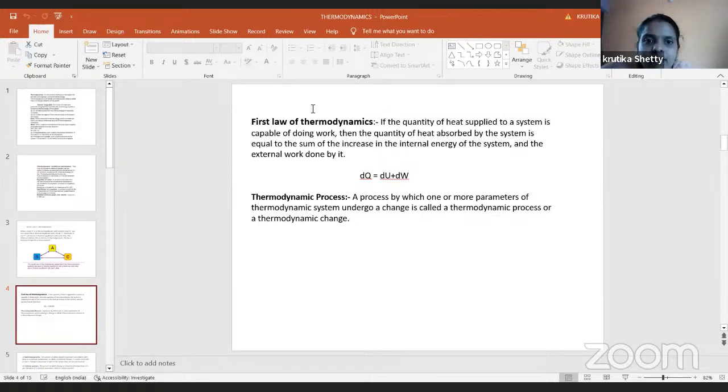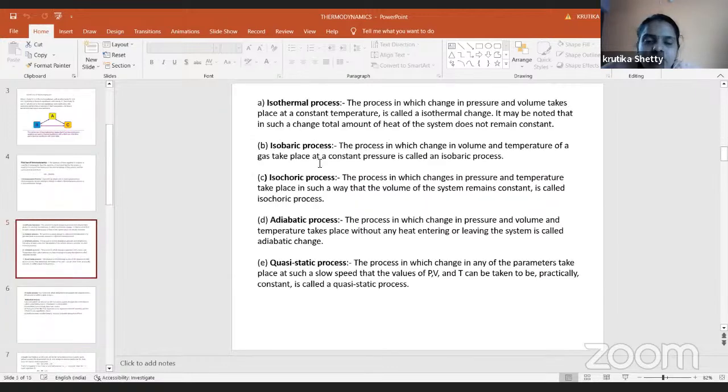Here we have the isothermal process, isobaric process, isochoric process, adiabatic process, and quasi-static process. What do we mean by isothermal process? The process in which change in pressure and volume takes place at a constant temperature. What you need to remember here is that the temperature remains constant. So this is called an isothermal change.